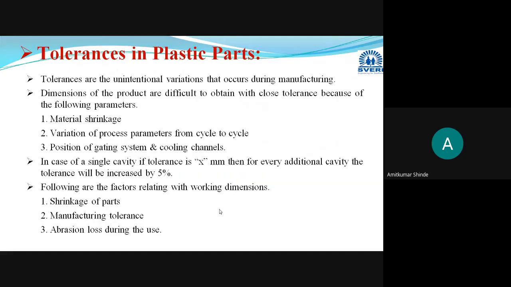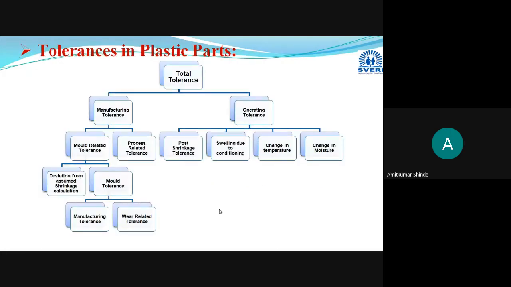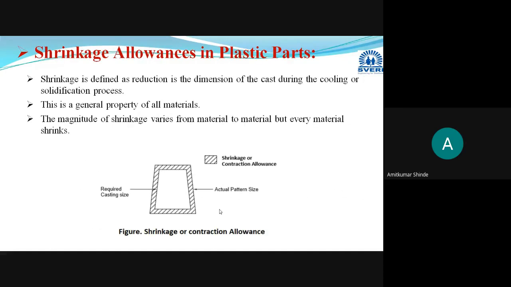First I will start with what are tolerances, what is the meaning of tolerance. Then we'll go through the factors affecting the tolerance. After that you will see the different types of tolerances which we are going to provide, means which we have to study, and these are related to only plastic parts. And after this, what is the meaning of allowance, which kind of allowances we are going to provide while designing the plastic parts, and a short description related to those allowances.